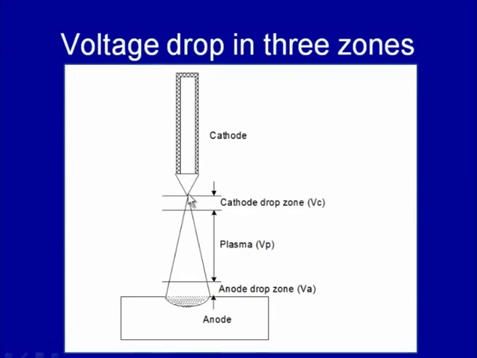Here we can see the typical electrode. This is the electrode tip, and the region very close to the electrode, that is the cathode, is the cathode drop region indicating the voltage drop Vc, and slightly away from the cathode drop region is the anode drop zone. In between we have the plasma region indicating the voltage drop in the plasma region Vp, and the anode drop zone having the voltage drop Va. So, the sum of these three voltage drops in the three different zones gives the arc voltage.